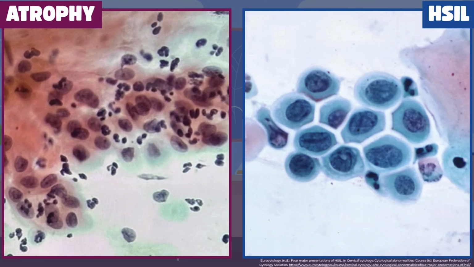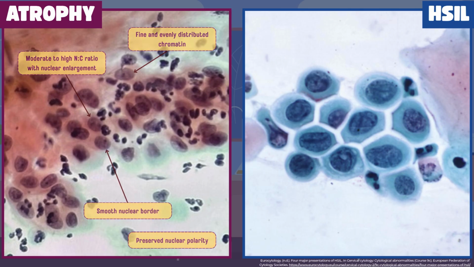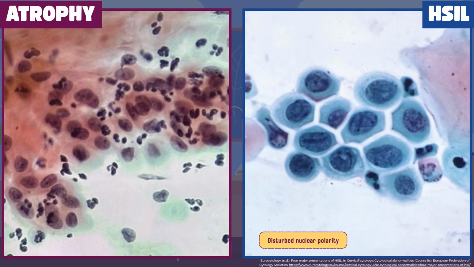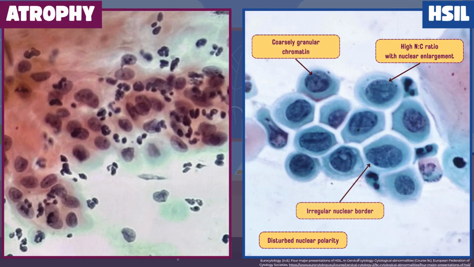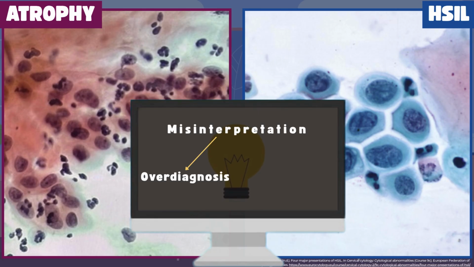So, how can we tell the difference? In atrophy, nuclear polarity is preserved, the nuclei are aligned and orderly. Chromatin is fine and evenly distributed, and the nuclear borders are smooth. In contrast, high SIL shows disorganized nuclear polarity, coarse chromatin, and irregular or indented nuclear borders. Recognizing these distinctions is critical. Misinterpreting atrophic changes can lead to overdiagnosis or unnecessary interventions.